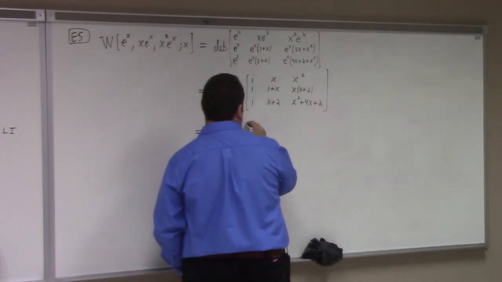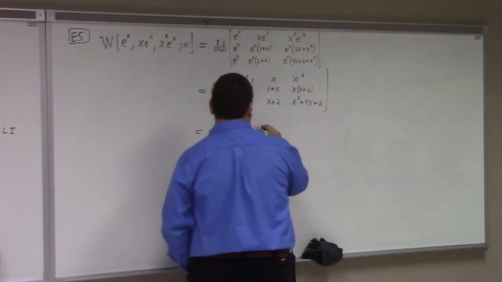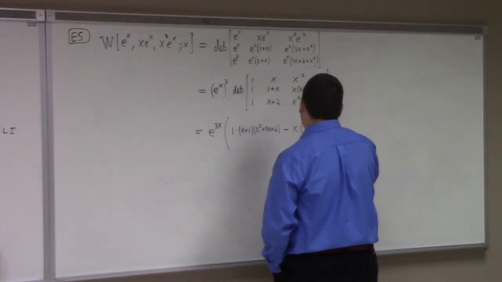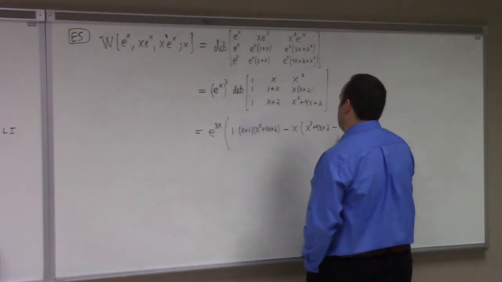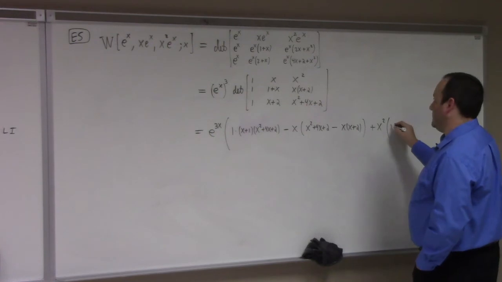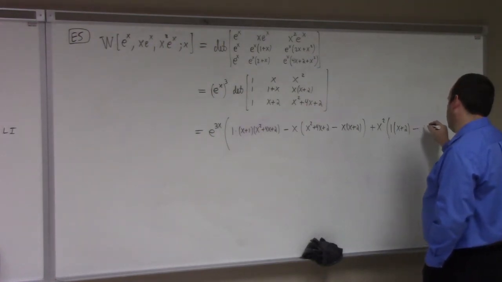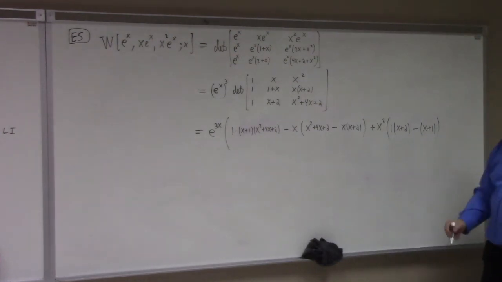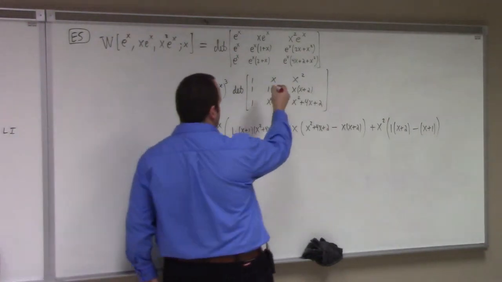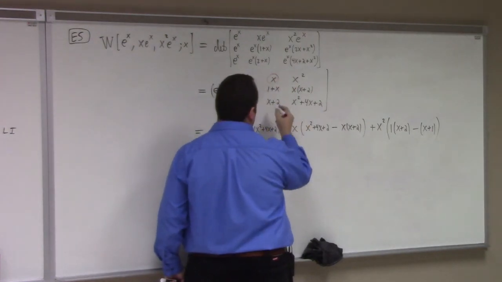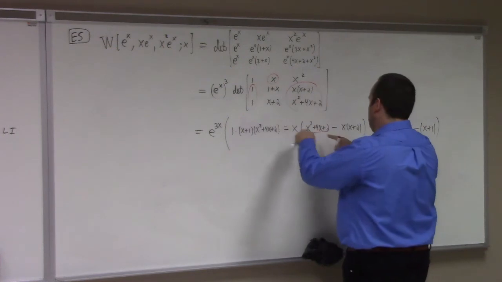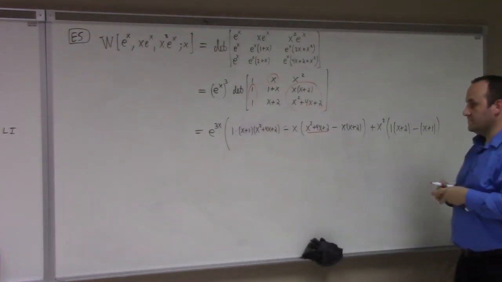This determinant is 1 times x plus 1 times x squared plus 4x plus 2, minus x times x squared plus 4x plus 2 minus x times x plus 2, plus x squared times 1 times x plus 2 minus x plus 1. I'm expanding across the top row using Laplace's expansion by minors. For example, this x, since it's in the middle, gives me the minus, right? And the things that are not there are this and that, which gives me 1 times x squared plus 4x plus 2 minus 1 times x plus 2, right?